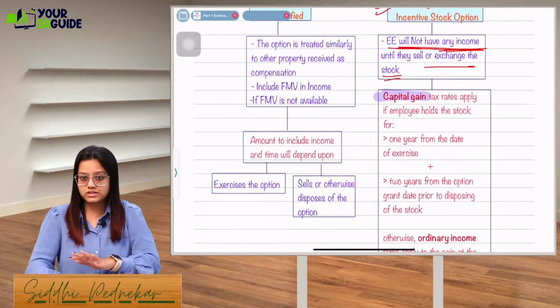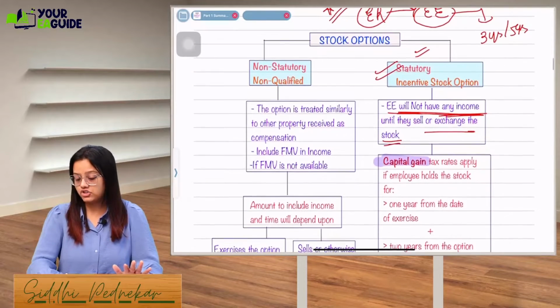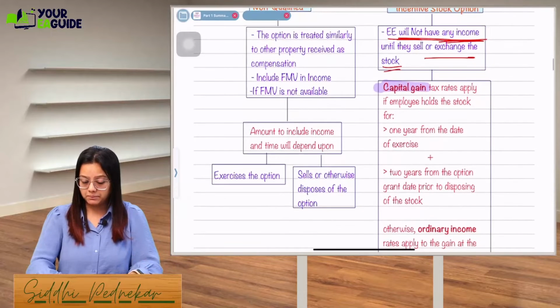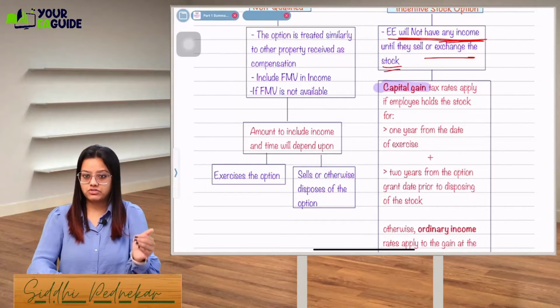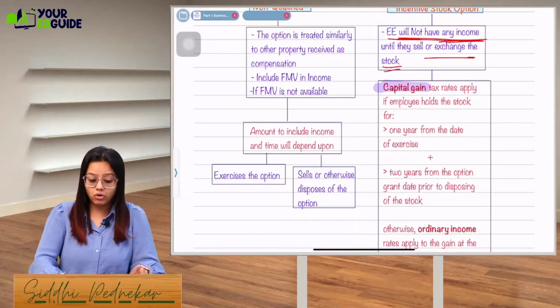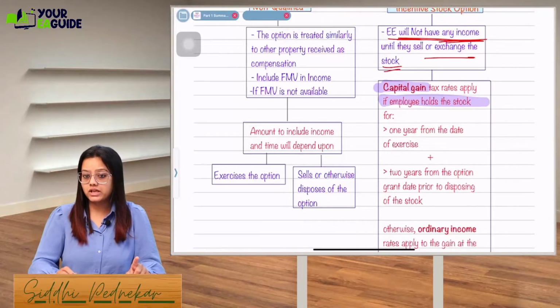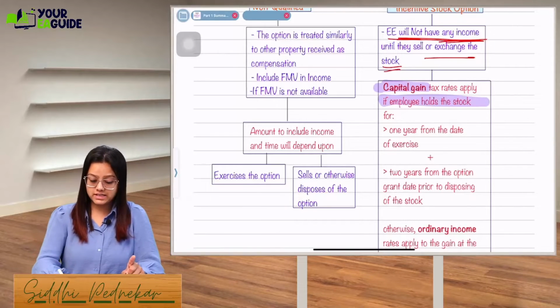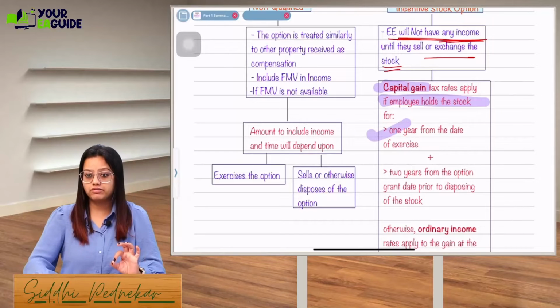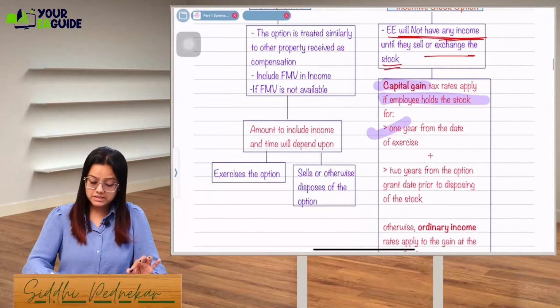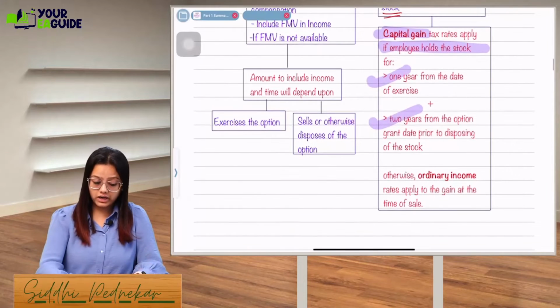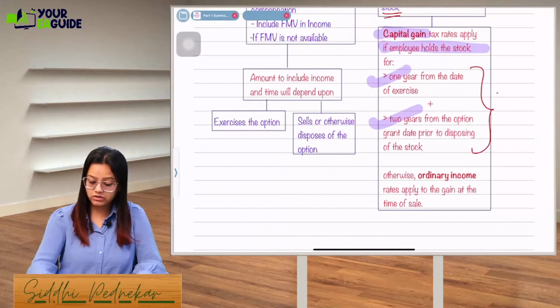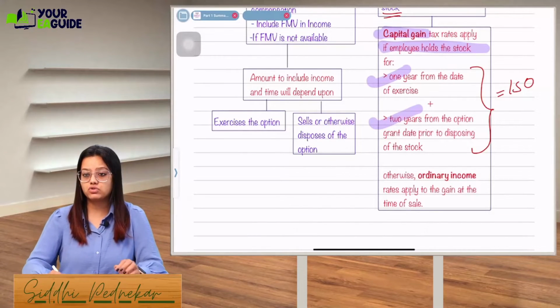when they sell it, because this is a normal treatment, right? Shares and securities are liable for the capital gain. So in a future year, when they sell the shares and securities, capital gain tax rate will apply if employee holds. Now here the option is you should hold the shares and securities for more than 1 year from the date of exercise plus more than 2 years from the grant date. Okay, if these two conditions are fulfilled, then only it is called ISO, incentive stock option.